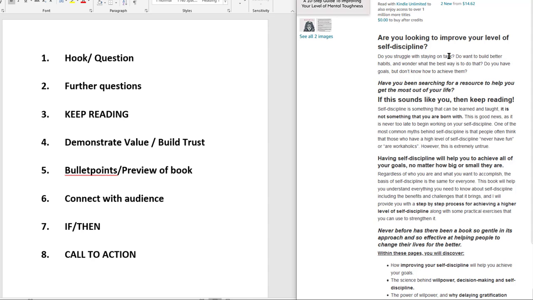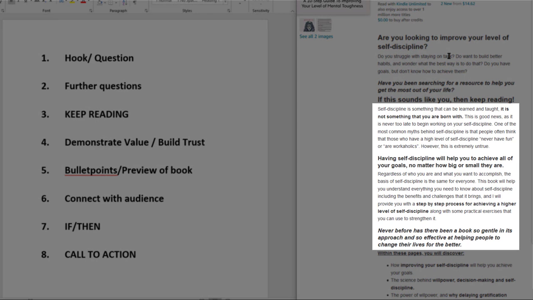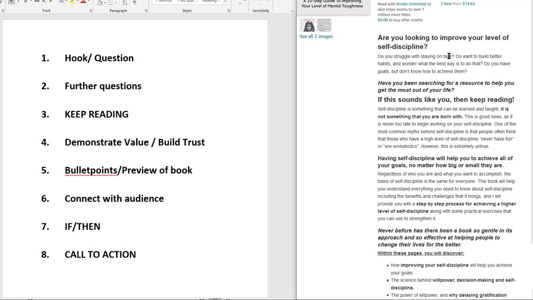So keep going, you have demonstrate value, build trust. In this case, you want the reader to feel like they're getting a book that is full of value. Obviously, you want them to feel like, yes, I trust this writer to give me the information that I want. I'm assuring them that this is a book that can help them. It is a resource rather than just a book. It is something full of value and knowledge that they can get something out of.